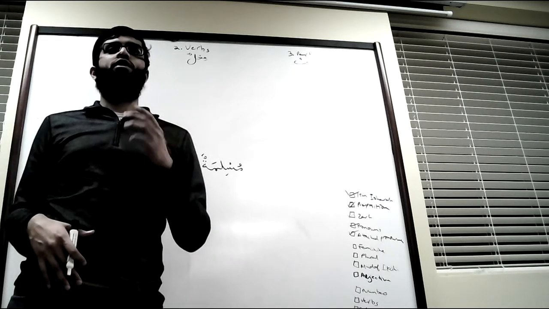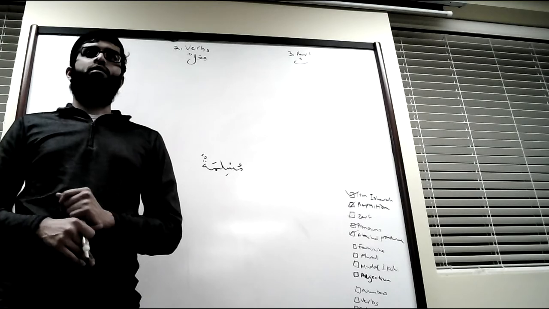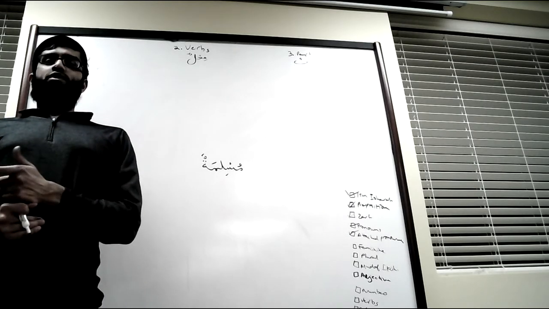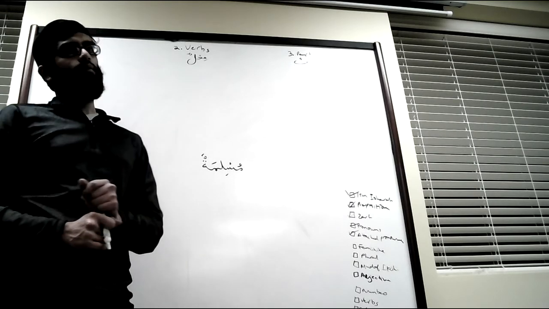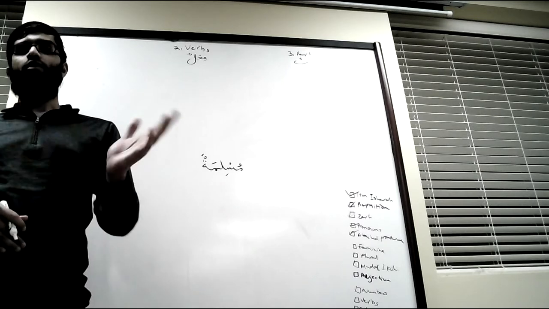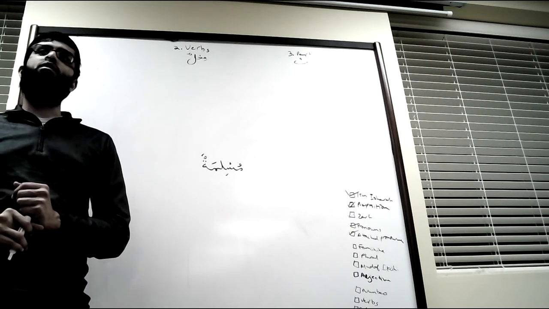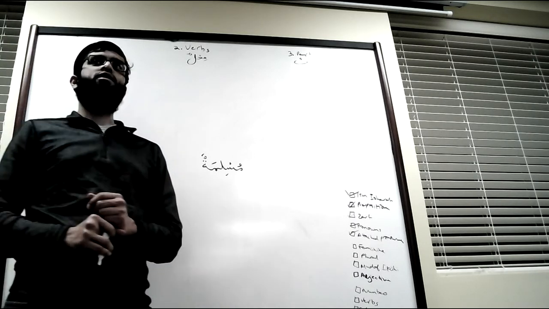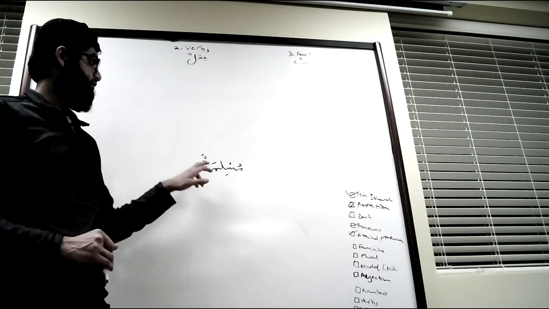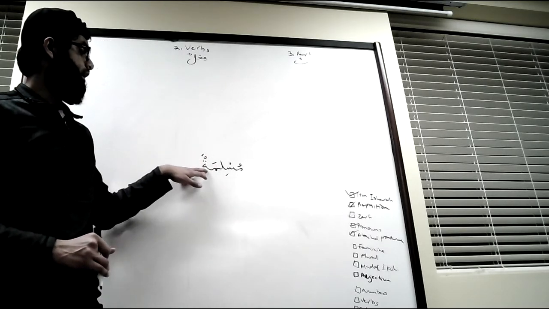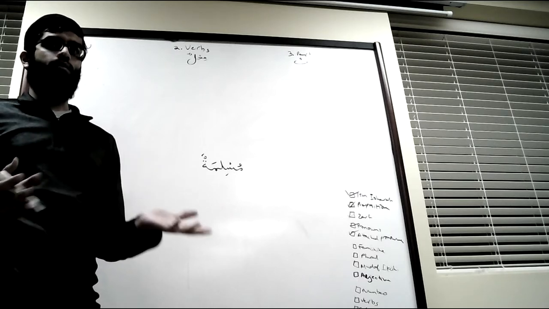What about a teacher? How do you say a male teacher? Ustadun or mudarrisun. How do you make it feminine? Ustadatun or mudarrisatun. Right. So you just put a fatha on the last letter, and then add a ta marbuta. Okay, that's basically it.